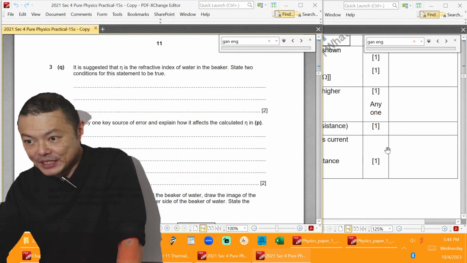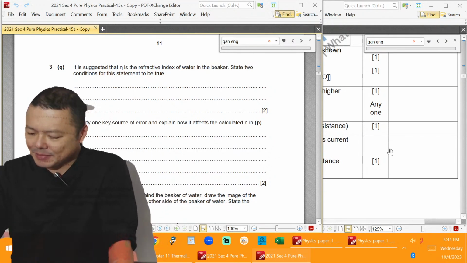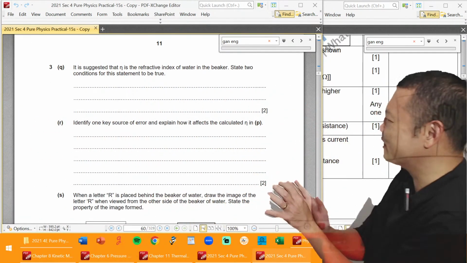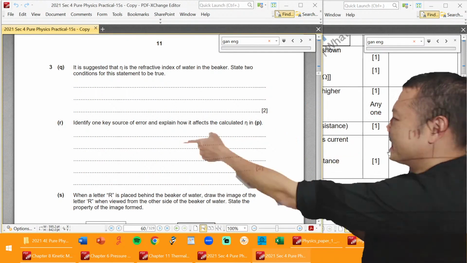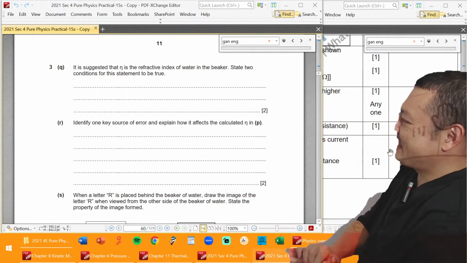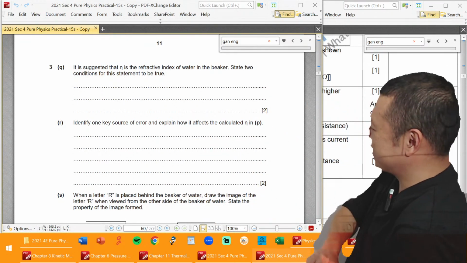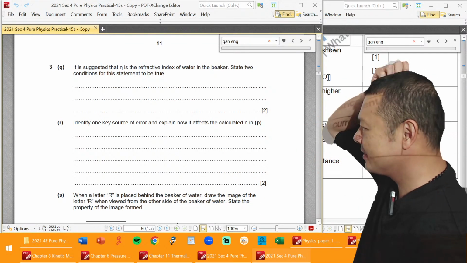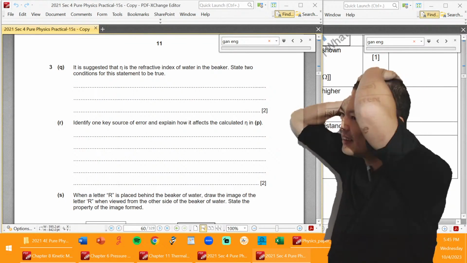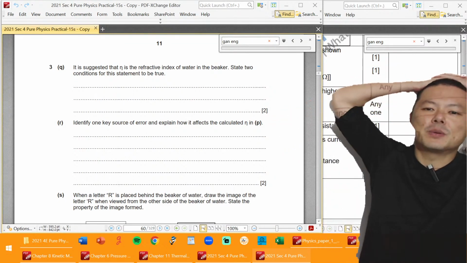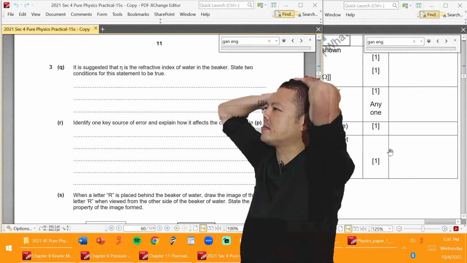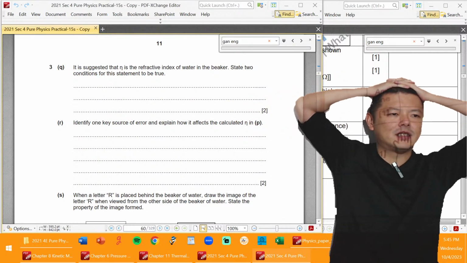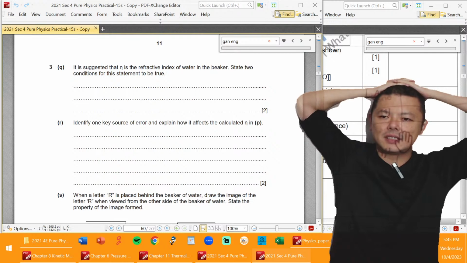Wow, two conditions for this to be true. Wow, this kind of stupid question, very annoying one. I might skip, next one. State one key source of error and explain how it affects the value calculated in P. What's one key source of error that you can think of?